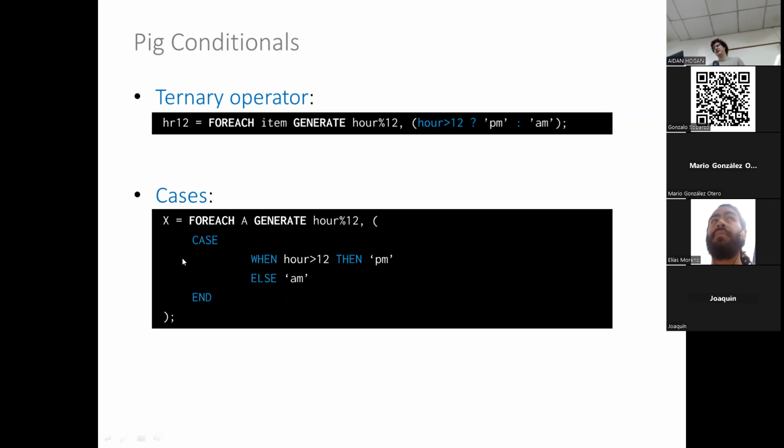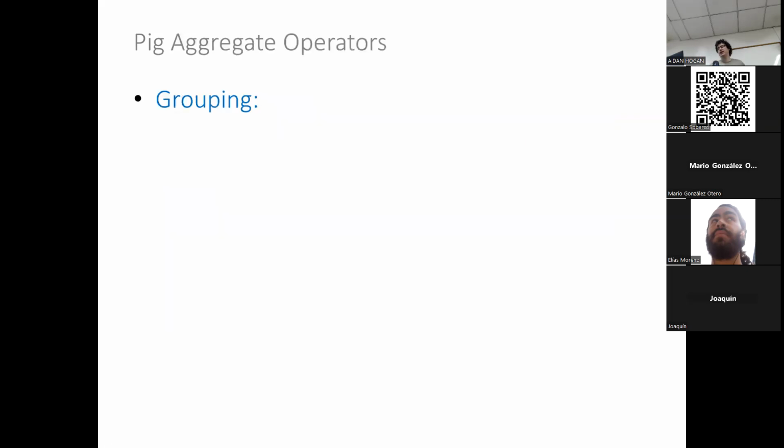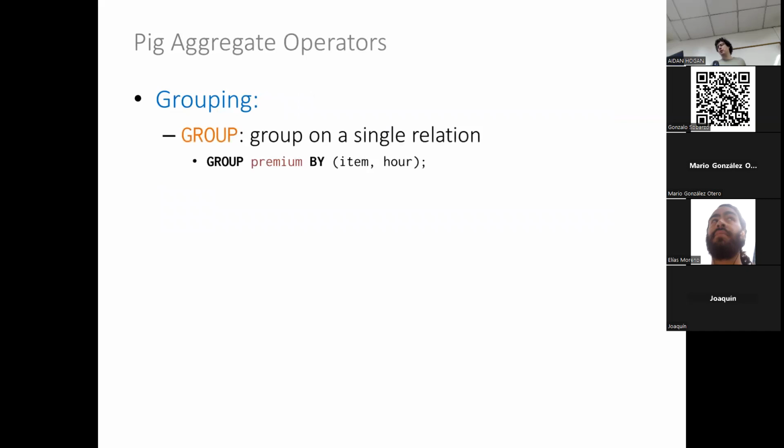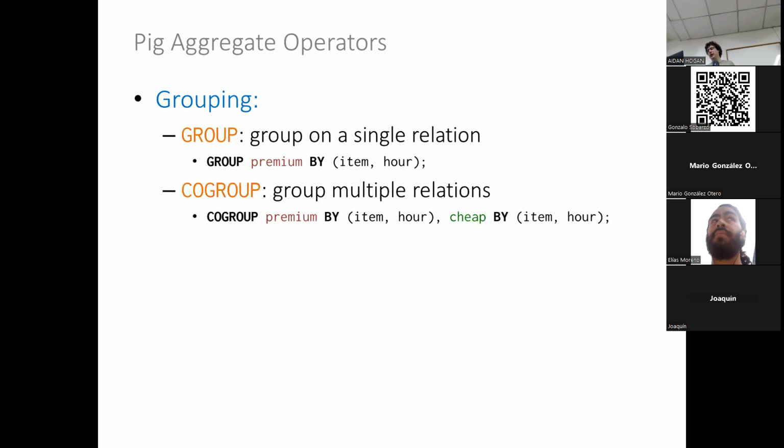Or we can be more explicit and do a case conditional. So case when hour greater than 12, then PM. We can do various cases and then end with else. Okay? Else AM. In this case, we only need one case and an else. So we also have operators for grouping. So we can apply group by. For example, group the premium relation, as we saw earlier, by item and hour to gather all of the tuples with the same item and the same hour together into a bag.